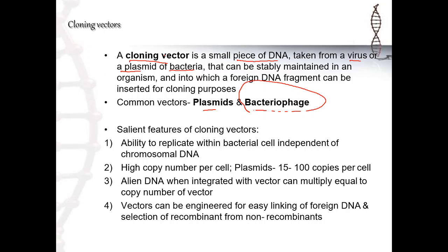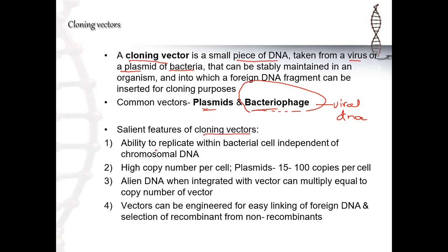So therefore, a cloning vector is a carrier of foreign genes. A plasmid is considered a cloning vector, as well as viral DNA. The virus or the viral DNA can be considered a cloning vector that carries the genes of desired interest from the foreign or alien gene. So what are the salient features of cloning vectors?